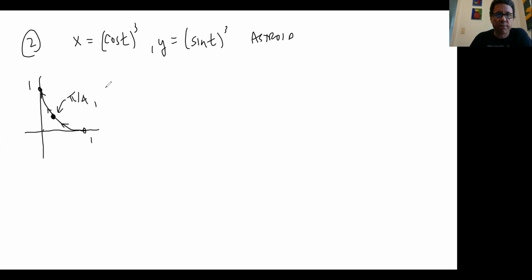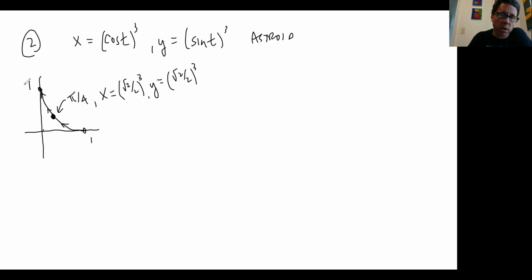At t equals pi over 4, x will be, you plug in the bounds. This was technically in part C, but I'm just going to do it right here. I get the cosine of pi over 4, which is square root 2 over 2, and that's cubed. And y is also square root 2 over 2, cubed. So at least that's the point you're at.